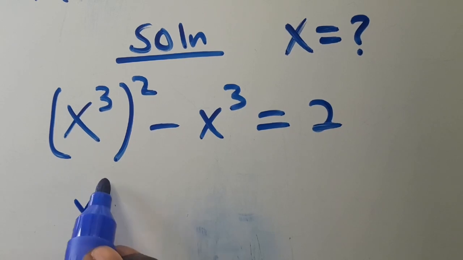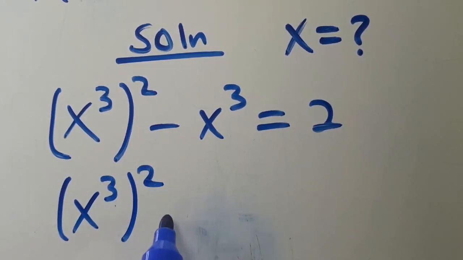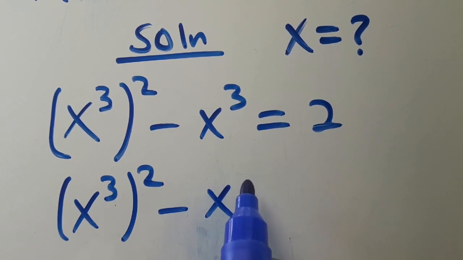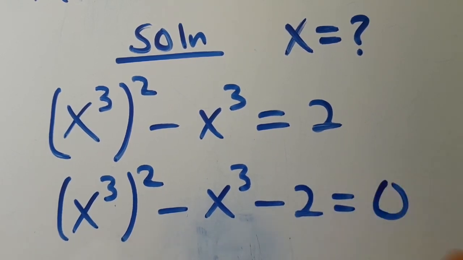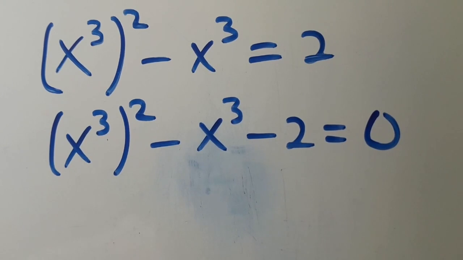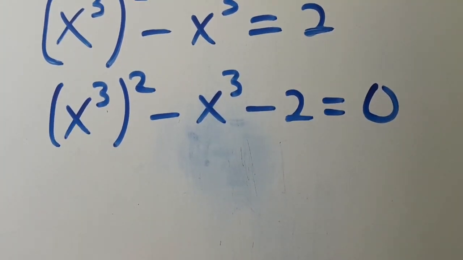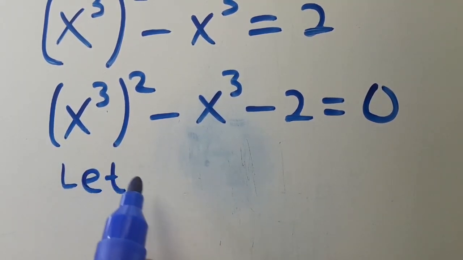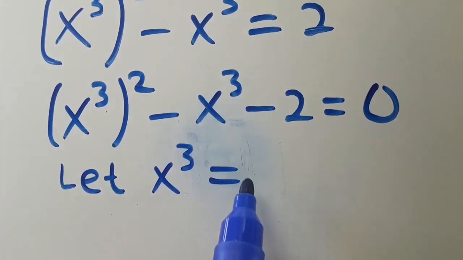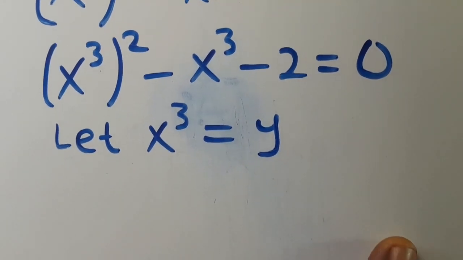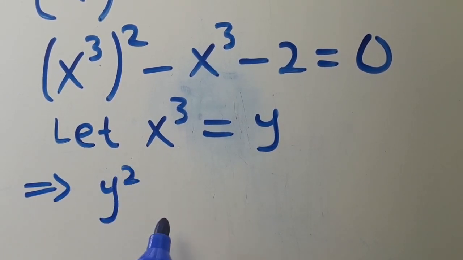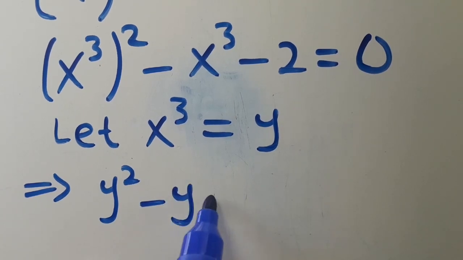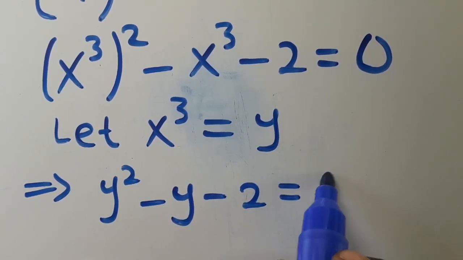We have x to the power of 3, all in bracket, to the power of 2, minus x to the power of 3 minus 2 equals 0. Then from here, we can see that we have x to the power of 3 in common. We can say, let x to the power of 3 be equal to y. Definitely we have here y to the power of 2 minus y minus 2 equals 0.